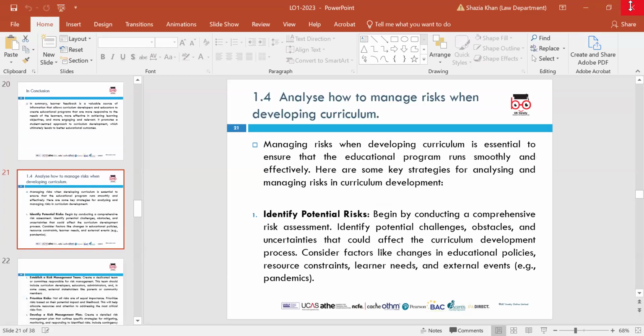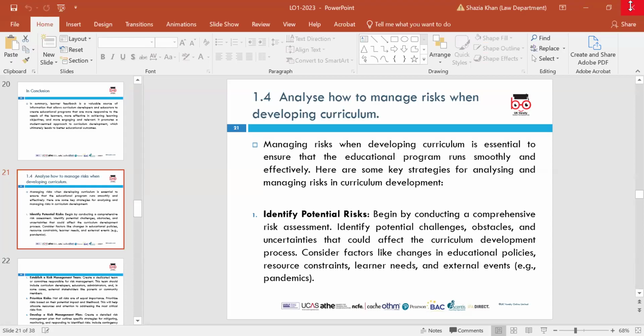1.4, analyze how to manage risks when developing curriculum. Risk management is important because it keeps the students, faculty and finances safe from any sort of harm. You need to make sure any risks in the curriculum are identified, and there are some strategies for analysing and managing risks in curriculum design.